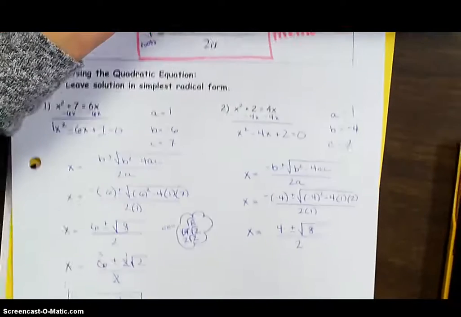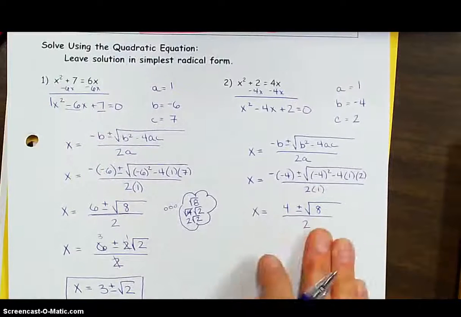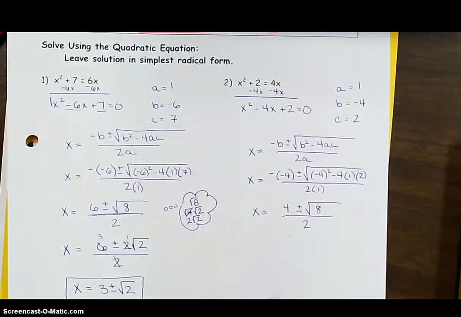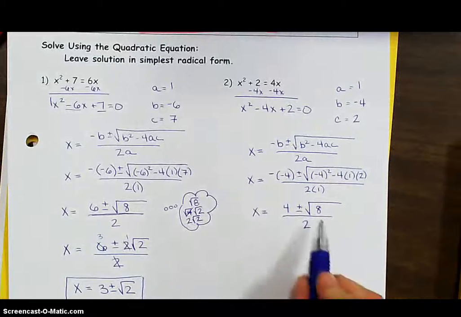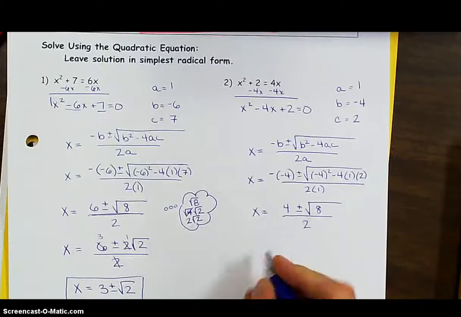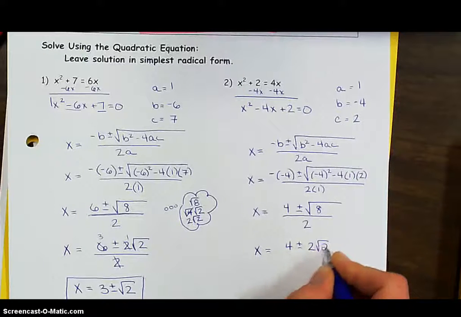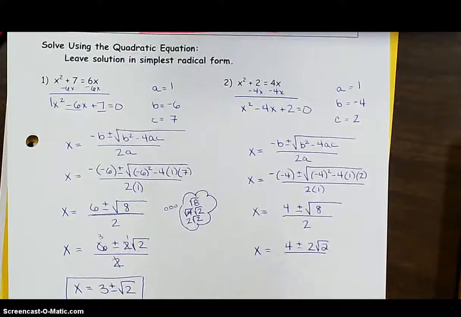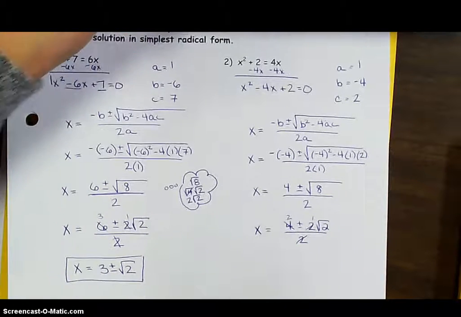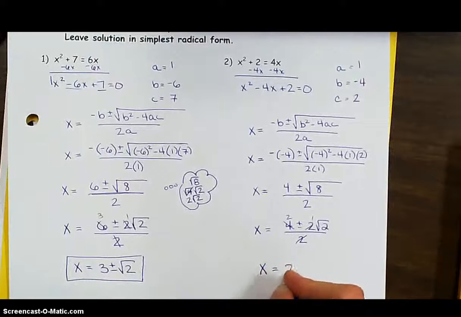Now we do want simplest radical form, so we have done the quadratic formula, but now we have to simplify. Radical 8, we already did that over here, so I'm just going to change that. So 4 plus or minus 2 radical 2, and this whole thing is over 2. Can I divide both of those by 2, the whole numbers? Yes, I can. 2 goes into 4 twice, 2 goes into 2 once, and that cancels out the 2. So my final answer here is x is equal to 2 plus or minus radical 2.